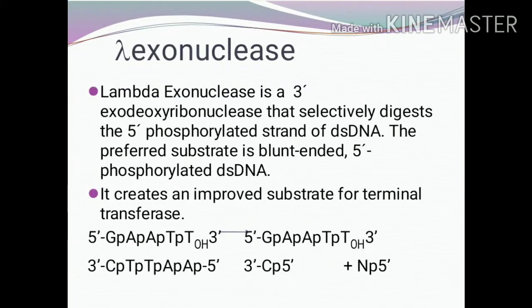Lambda exonuclease is an enzyme that selectively digests the 5' phosphorylated strand of double-stranded DNA. The preferred substrate is a blunt-ended 5' phosphorylated double-stranded DNA. It creates an improved substrate for terminal transferase. In the figure below, the blunt-ended DNA is digested by lambda exonuclease to create a 3' overhang, removing some of the nucleotides.